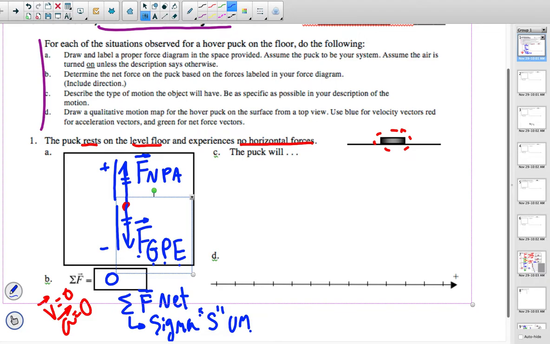would be 0. Student in the hallway, you can come in and be silent and hang out with us. What will this puck do if it's at rest and it's experiencing no net force? It will remain at rest.